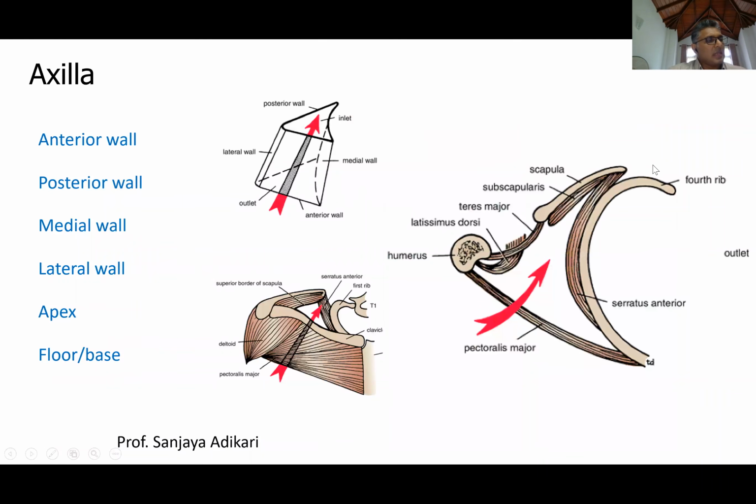A few things about the axilla. What do you think? Do you need a short break, or shall I continue?